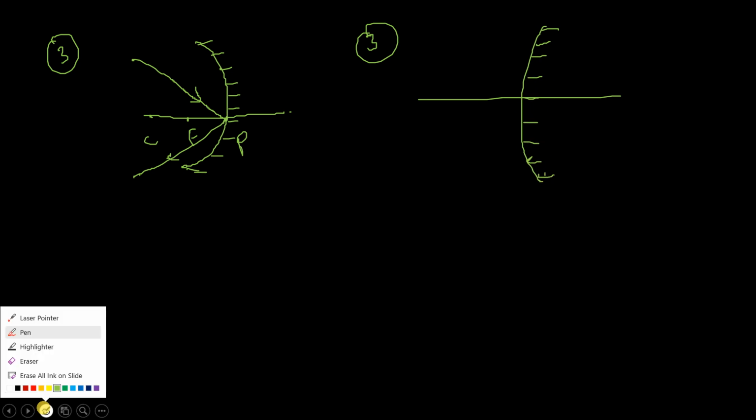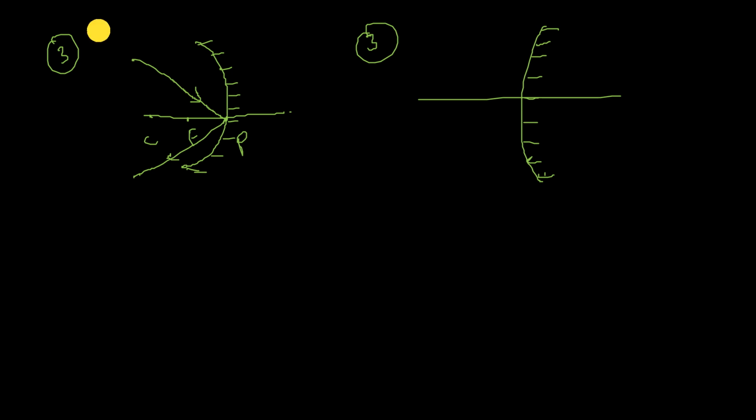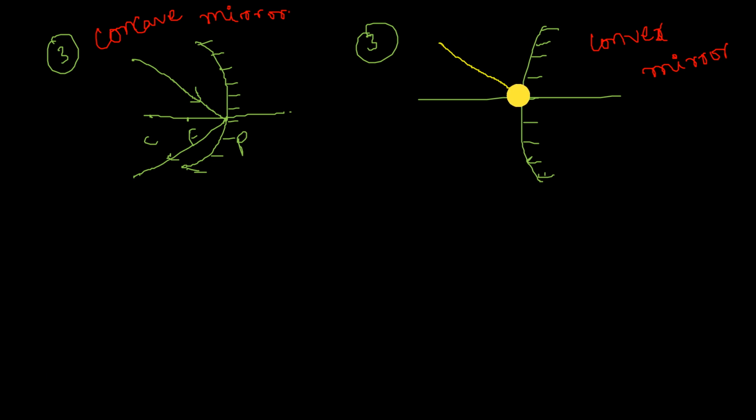So you can write once. Here is the concave mirror. Here is the convex mirror. Now, if the light ray is incident at the pole, as I said, pole, focus, center of curvature, it will be reflected.